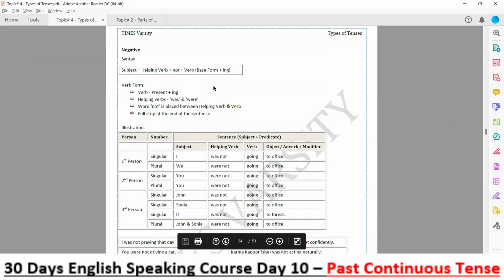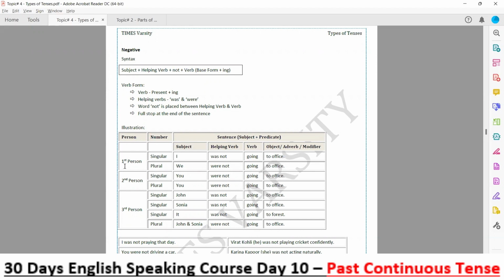Now negative. How to make a sentence negative? So as usual, we add the word not after the helping verb to make our sentence negative. So subject plus helping verb plus not plus verb, and of course the ing form of the verb, because it is a continuous tense. So verb is present plus ing form. Helping verbs remain the same, was or were. The word not is placed between the helping verb and the verb. Full stop at the end of the sentence.